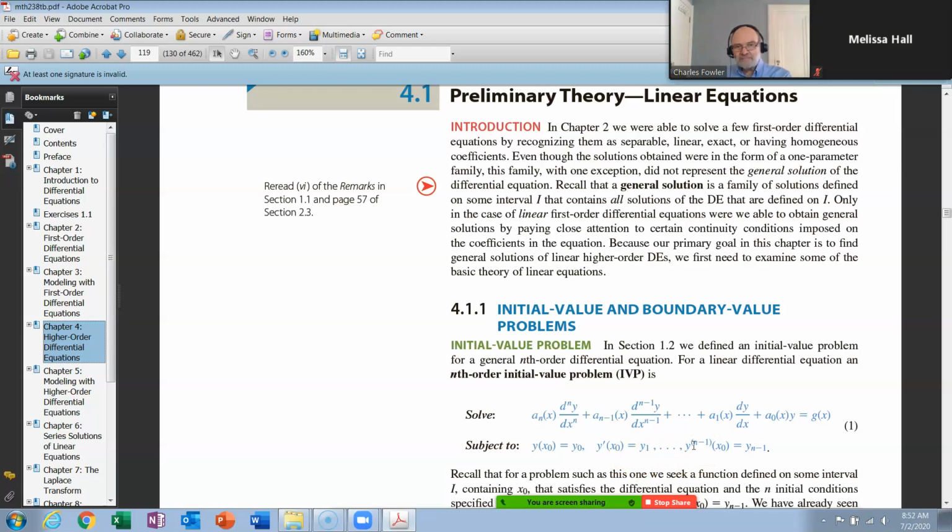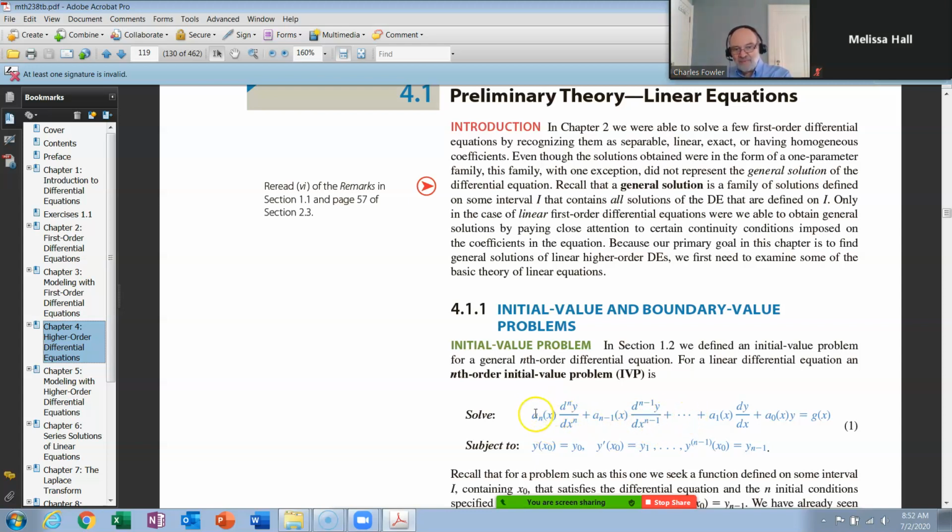Now, one other little thing I didn't say: this a sub n here cannot be 0. It could be a constant, it could be anything except 0. All the rest of the a's can be any function of x, including 0. But the reason this one can't be 0 is that it would make your whole term 0, and then this wouldn't be an nth order differential equation. It would be an n minus first order or something lower.